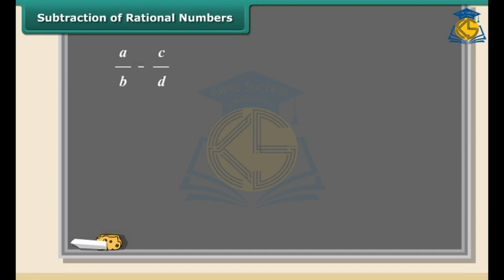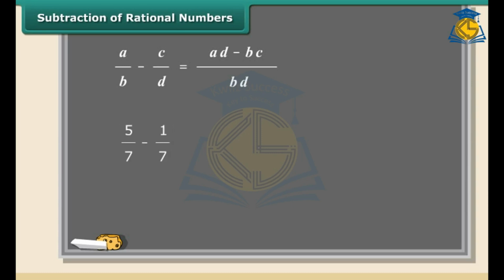Subtraction of rational numbers is the same as addition. Before subtracting the rational numbers, always look for the common denominator. If it's not common, multiply both parts of each number by the bottom part of the other. Here is an example of subtraction.